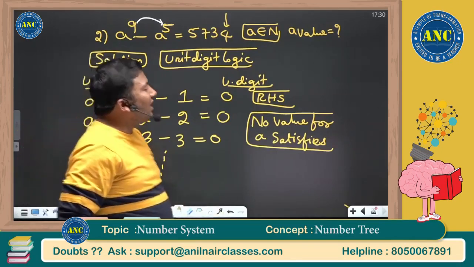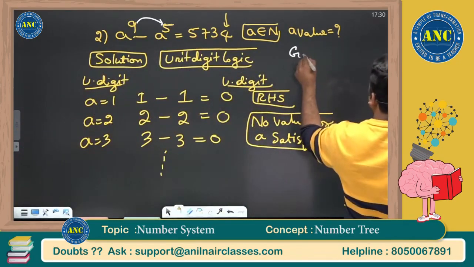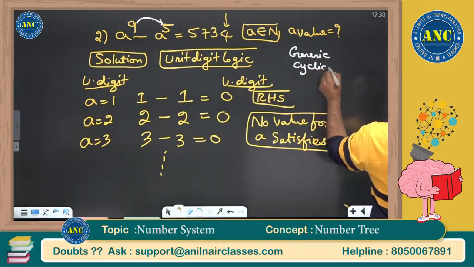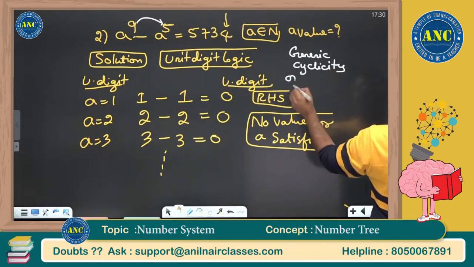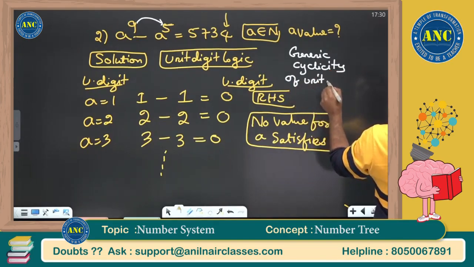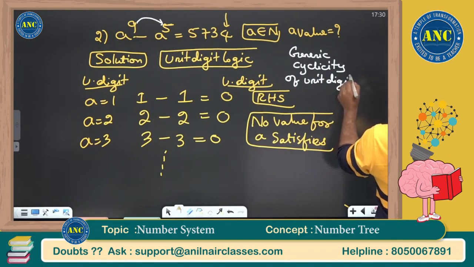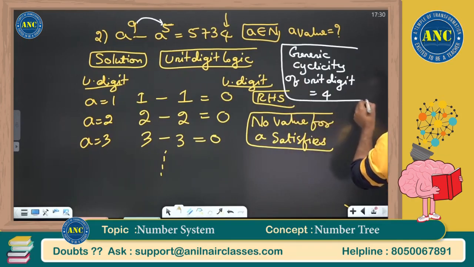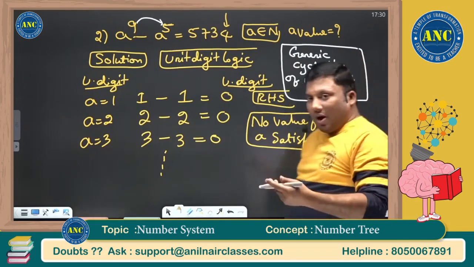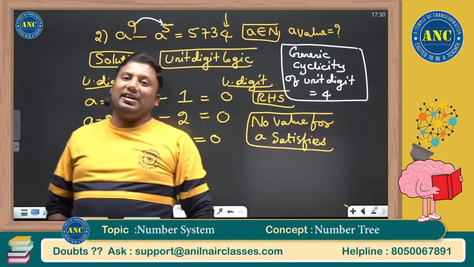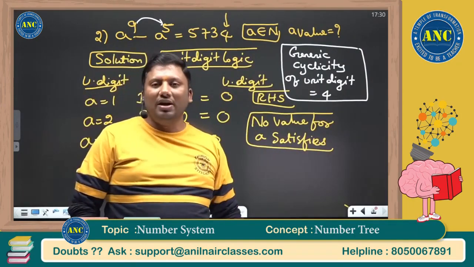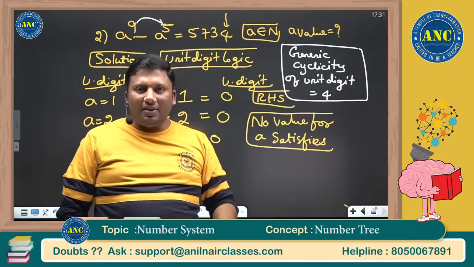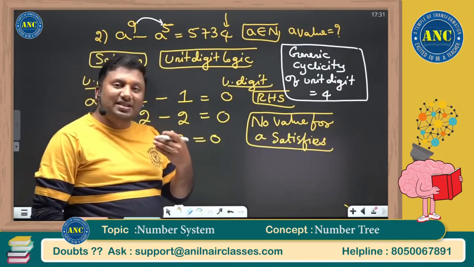4. What is the cyclicity of the unit? Generic cyclicity. What do you mean by generic cyclicity? Take the LCM of all the possibilities of cyclicity. Generic cyclicity of the unit digit of any number is nothing but 4. For some numbers you will get cyclicity 1: for 9 the cyclicity is 1, for 5 the cyclicity is 1. For some numbers you will get the cyclicity 2.